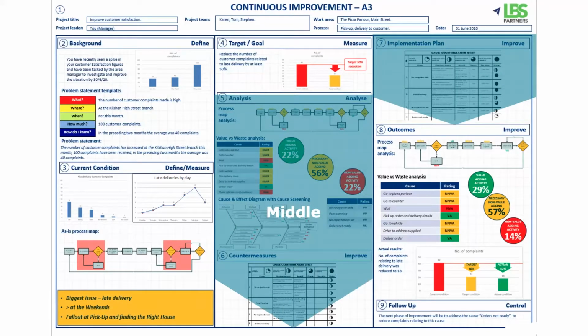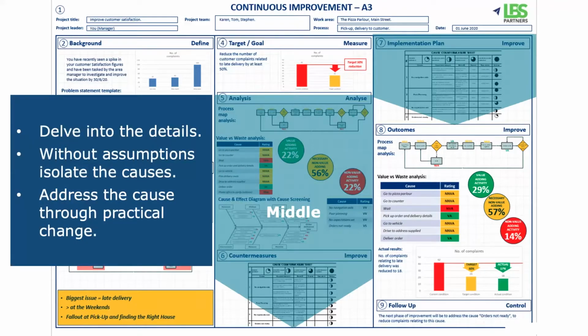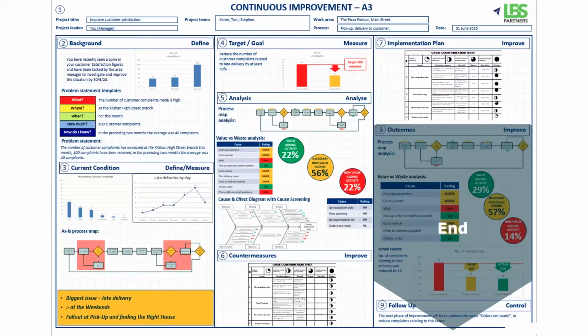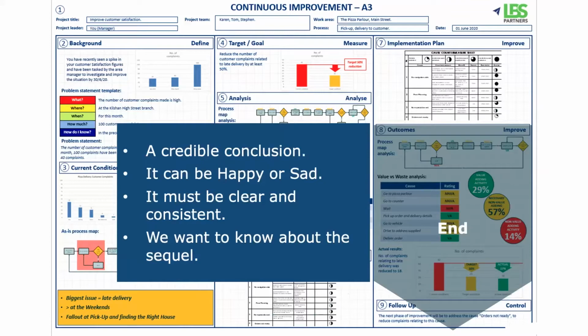The middle delves into the detail. It does this without assumptions, isolating the causes. It addresses those causes through practical changes. And in the end, what we're looking for is a credible conclusion. It can be happy or sad, but it must be clear and consistent. We want to know about the sequel, what more can be achieved, what we're going to do next.